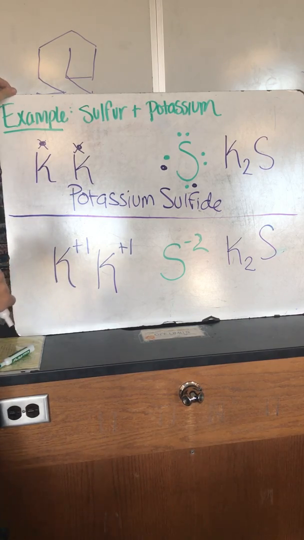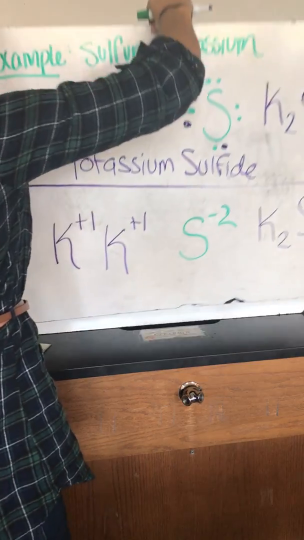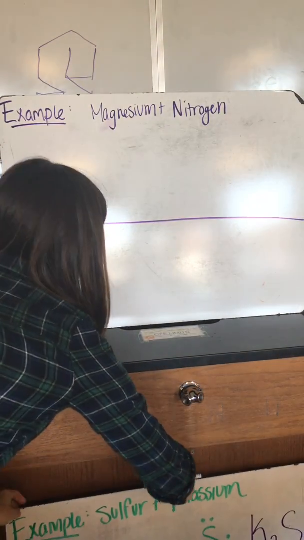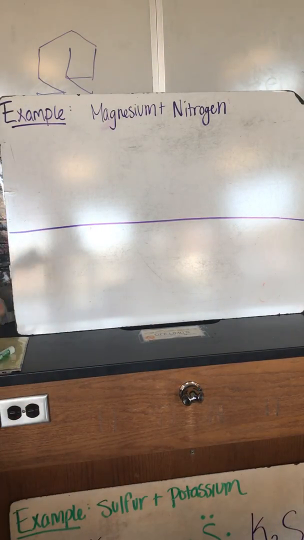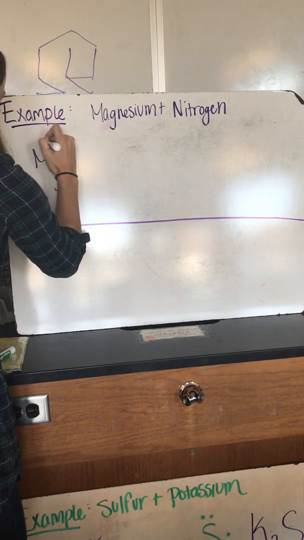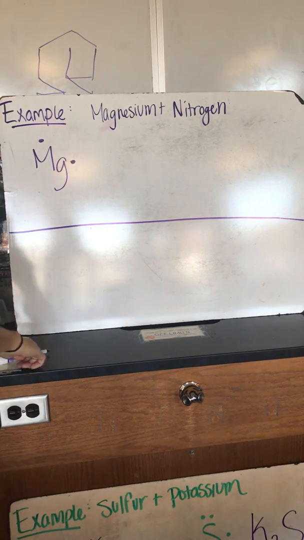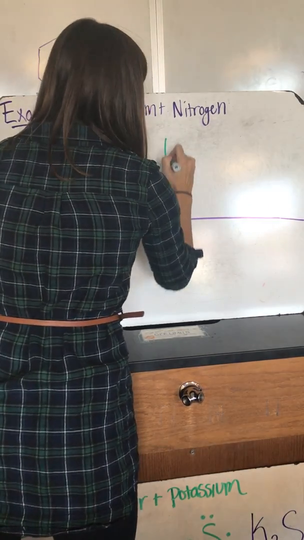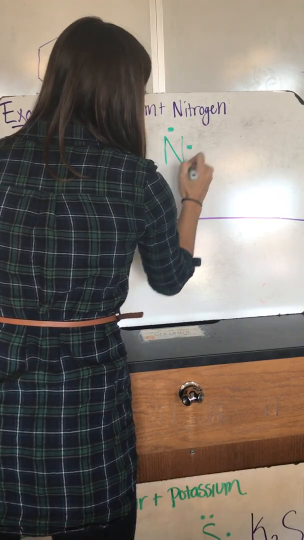Let's go to a harder one now. The more challenging one would be magnesium and nitrogen. So again, let's start with a Lewis dot. Let's do magnesium first. Magnesium has 2 valence electrons, and nitrogen has 5.